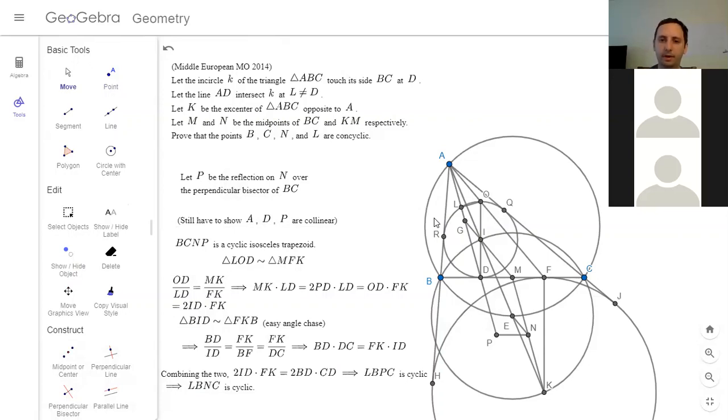Okay, hold on one sec. Can you name the other excenters? Yeah. I'm just thinking of the fastest way to do this. I don't think it has to be that. I think it's really just an angle change. We just want to show AD is parallel to KM, right? Yeah.